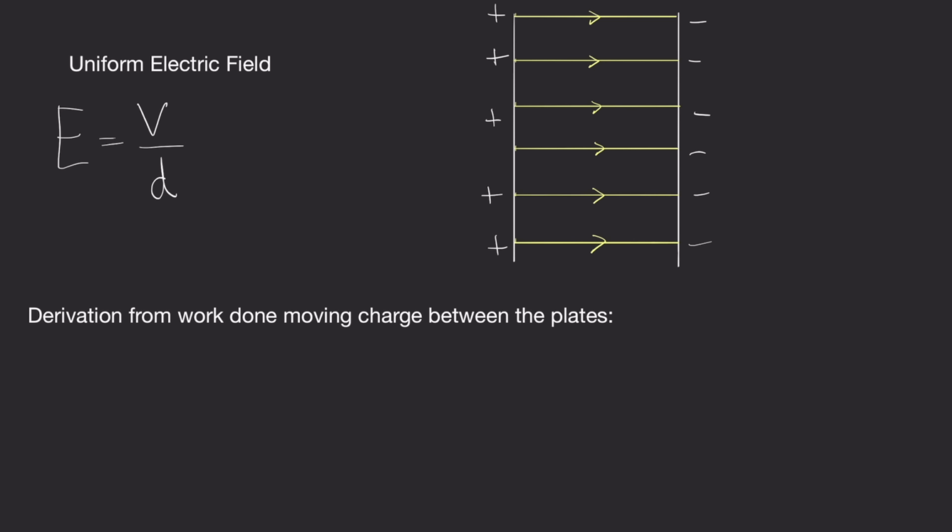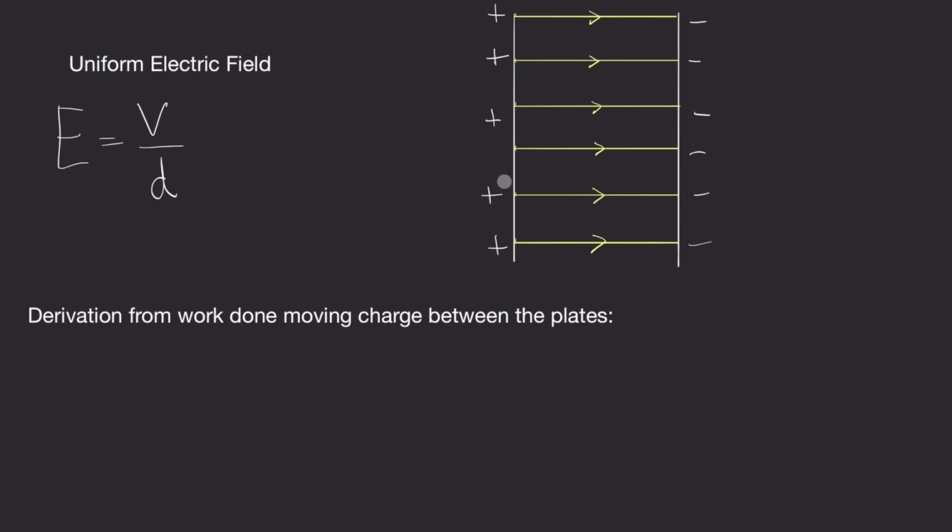Now let's have a look at uniform electric fields. First of all, what is a uniform electric field? Well, have a look over here. We have two parallel plates, one positive and one negative. The field lines are just going from positive to negative. The field lines are also equidistant, meaning that they're the same distance apart, meaning that the electric field strength is the same anywhere between those two plates.